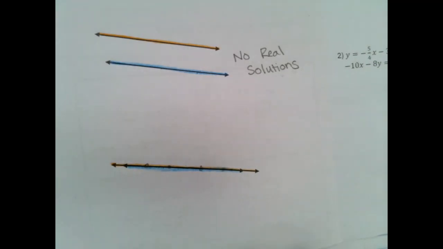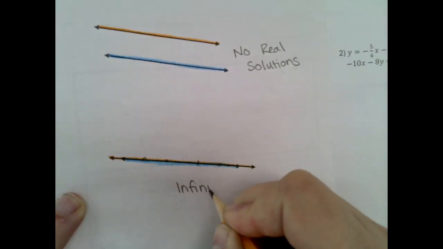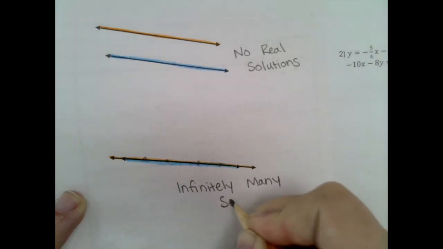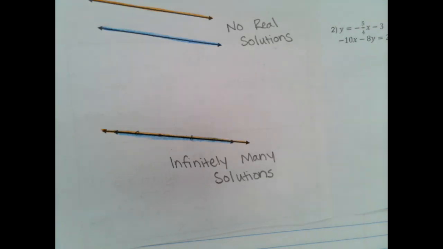And lines go on forever and ever and ever, so we say that that is infinitely many solutions. Meaning it goes on forever. Whatever solutions work for one, it will always work for the other because they're really the same line. That word infinite means forever and ever and always. If you watch Toy Story, Buzz Lightyear says to infinity and beyond. There's not really a beyond past infinity, but he's saying forever and ever.